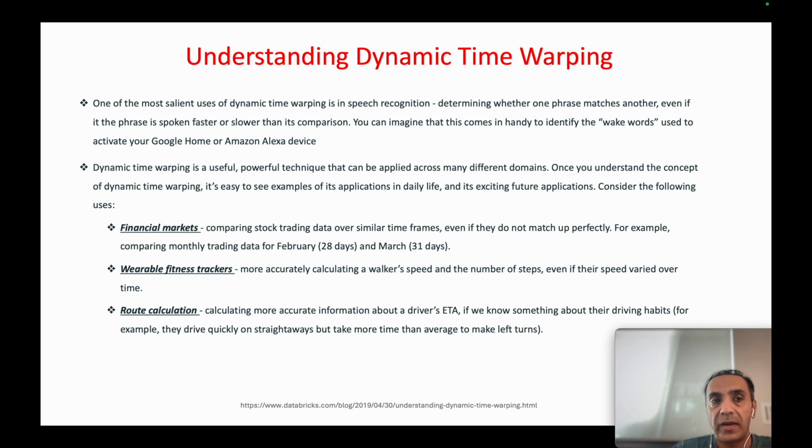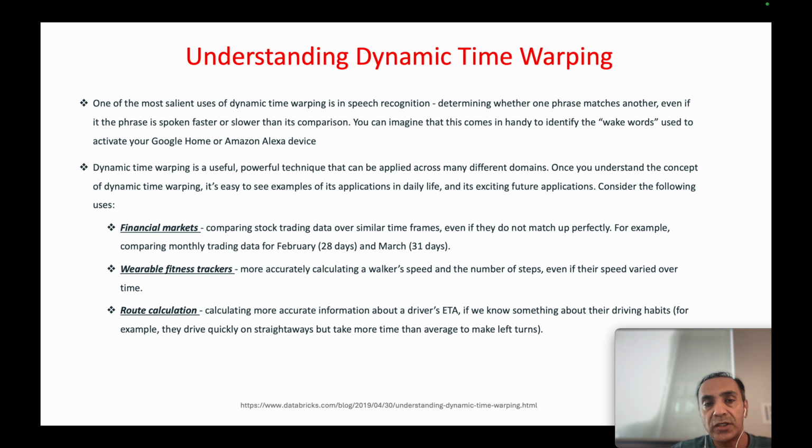Understanding dynamic time warping. One of the most salient uses of dynamic time warping is in speech recognition, determining whether one phrase matches another, even if the phrase is spoken faster or slower than its comparison. You can imagine that this comes in handy to identify the wake words used to activate your Google Home or Amazon Alexa device. When you instruct the device to do something, it identifies your speech, and in the back end it applies the dynamic time warping algorithm to identify it.